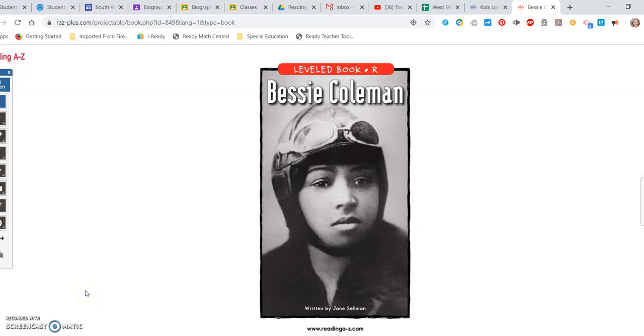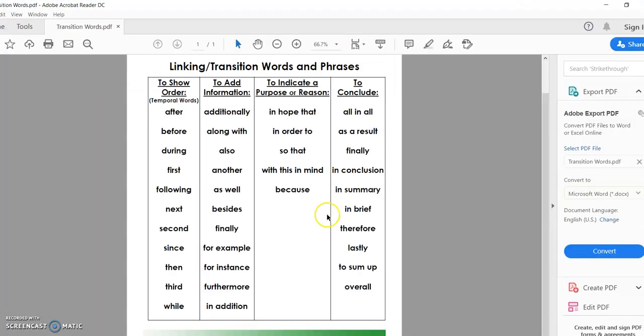We're going to take a look at how authors use transitions in a biography piece of writing. The piece of writing that we're going to read is called Bessie Coleman. Let's just review some of the transitional words that we could choose from or that we might see as we are reading.